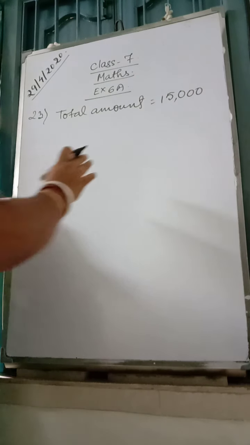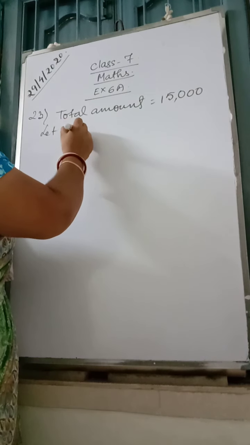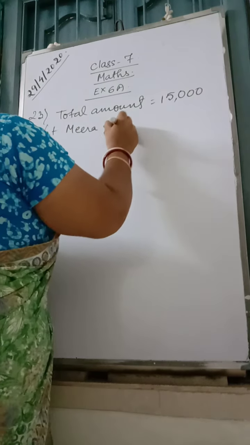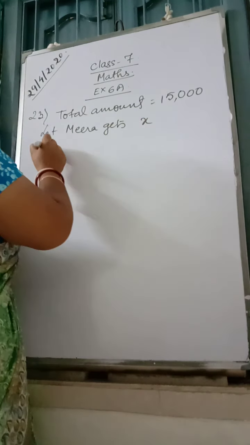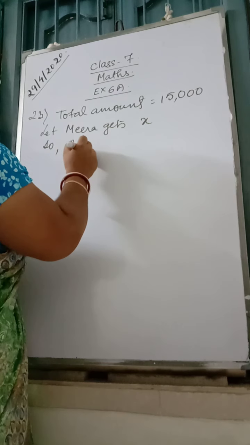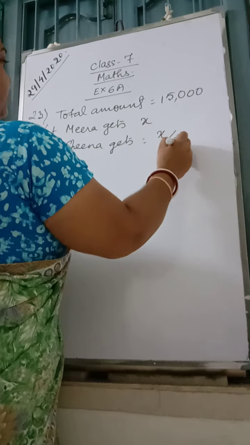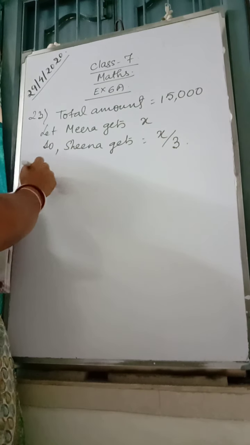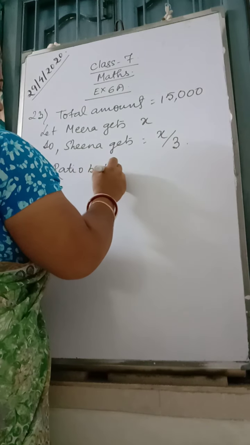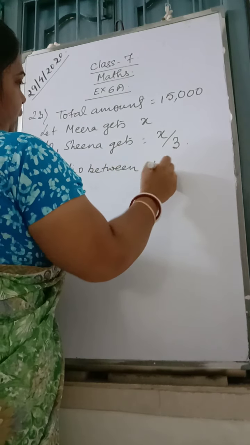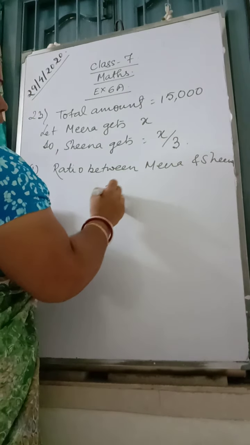The total amount distributed was 15,000. Let Meera get x. So Seena gets x by 3. Now the first part asks for the ratio between Meera and Seena. So I am doing it with x only.